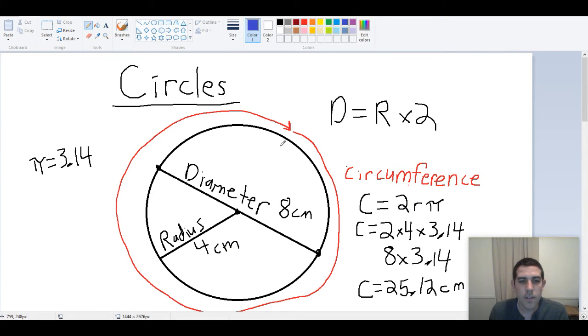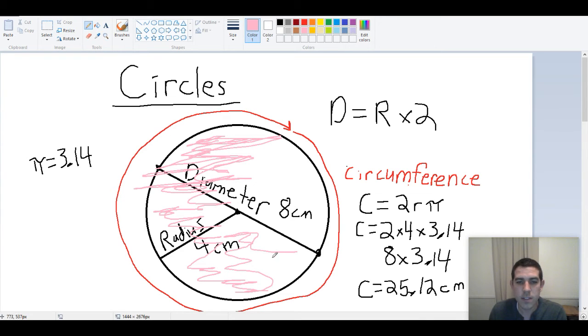Alright, so there we have radius, diameter, and circumference. The last thing we want to know is area. Area is the space inside of the circle. How much space fills up this entire circle? All inside the circle.